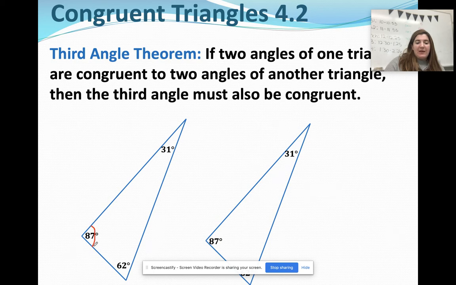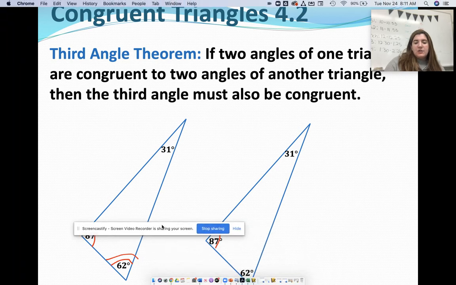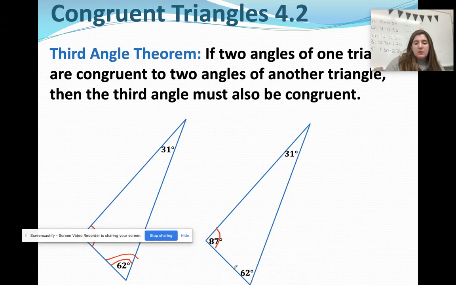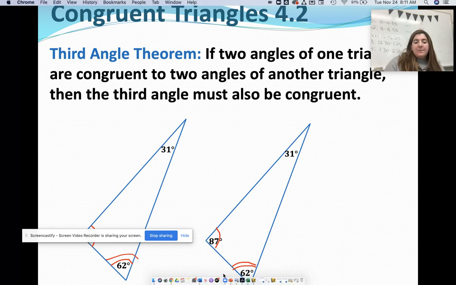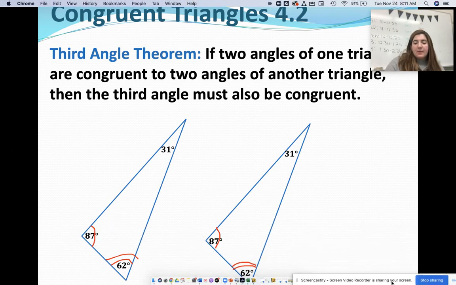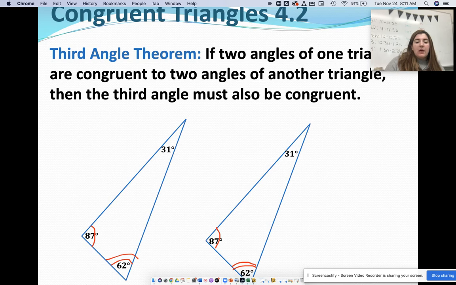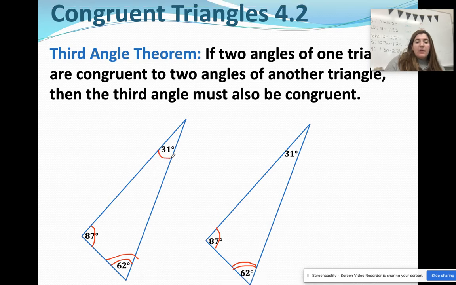So maybe we have angle 1 and angle 2, angle 1 and angle 2. This is what we're given, and we want to know what the third angle is. Well, this one has to be congruent to this one, and that's what your third angle theorem tells you.